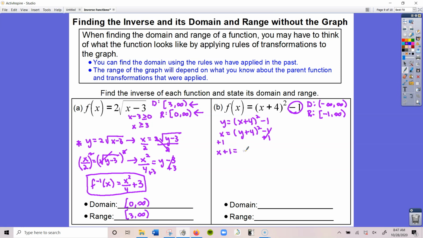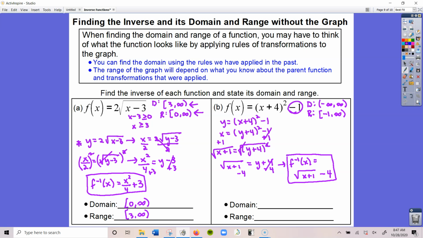x plus 1 is equal to y plus 4 squared. We need to get rid of the exponent, so I'm going to square root both sides. So we have the square root of x plus 1 is equal to y plus 4. And now I'm going to subtract the 4. So my inverse is equal to the square root of x plus 1, and that minus 4 I subtracted later, so it is outside of my radical.